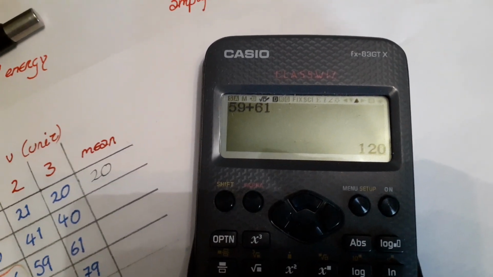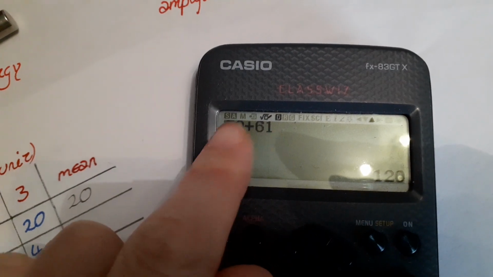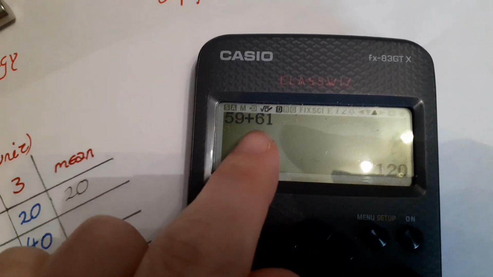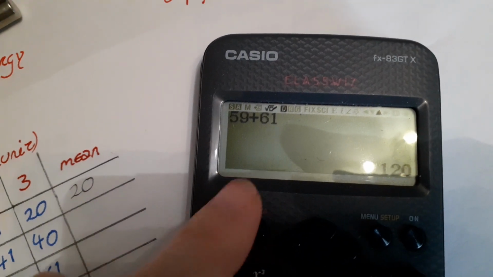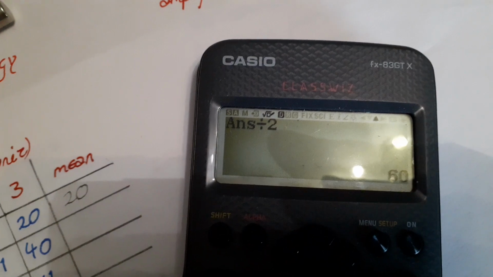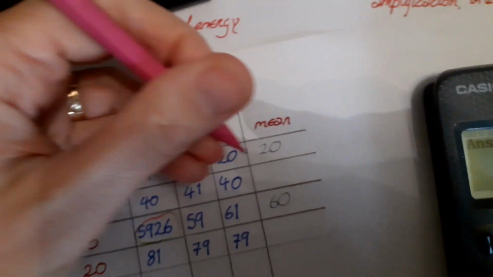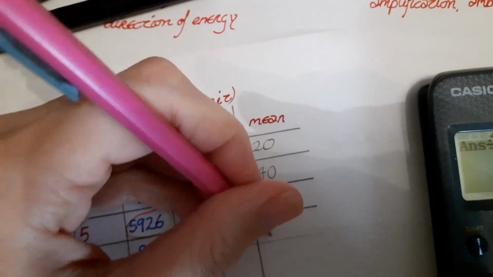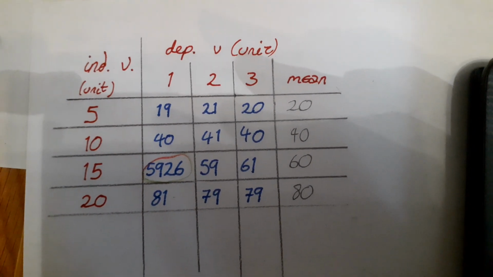Okay, so instead of doing all 3 of them, we're just going to do 59 plus 61. Okay, 120. We only used 2 results. Okay, so we don't divide it by 3 now because we got rid of one of our results. We've only got 2 results, so we divide it by 2 and we get 60. Okay, and if you do the other averages, you can see that there's a lovely linear relationship.